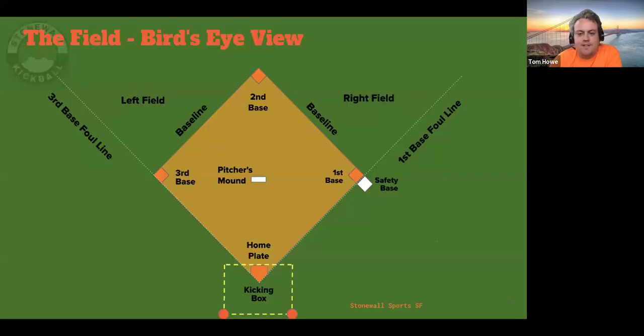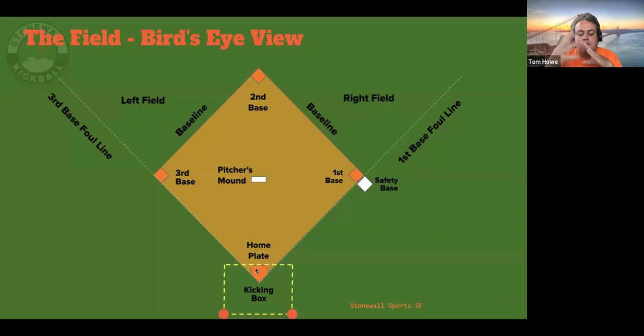So what is that? Well, this is a bird's eye view of what a kickball field actually looks like. A couple things to pay attention to. So home plate and the kicking box. This is where each kicker on the kicking team will commence their turn, so to speak, on offense. And it is also the ultimate destination of the kicking team. So you're attempting to advance your runner from home plate when they first kick the ball to first base, second base, third base, and ultimately make it all the way back home.